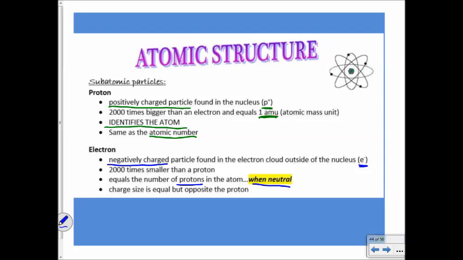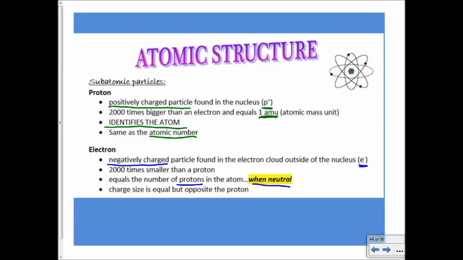So if you have equal number of protons and electrons, you have equal numbers of each charge, and therefore you should have 0. The charge size is equal and opposite to the proton. So protons a +1, electrons a -1, they balance each other out.